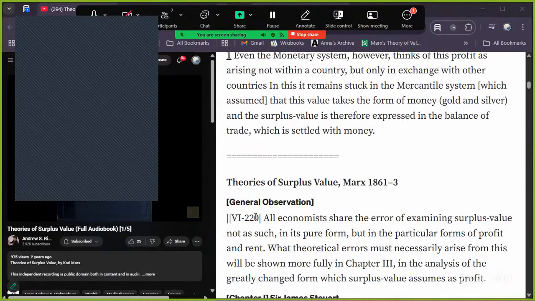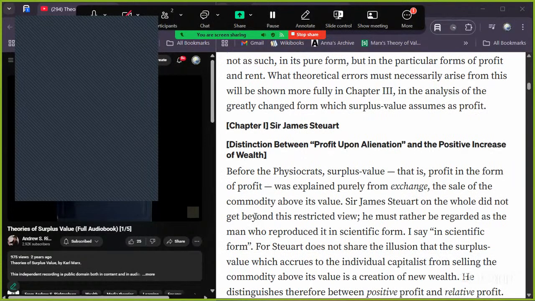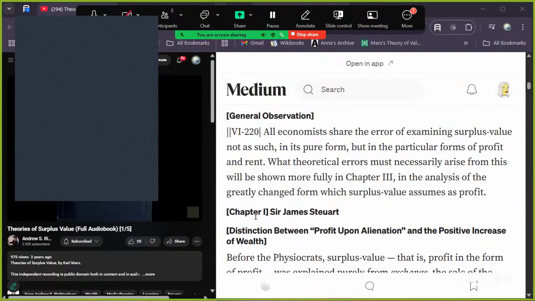Chapter 2. The Physiocrats. Section 1. Transfer of the inquiry into the origin of surplus value from the sphere of circulation into the sphere of direct production. Conception of rent as the sole form of surplus value.